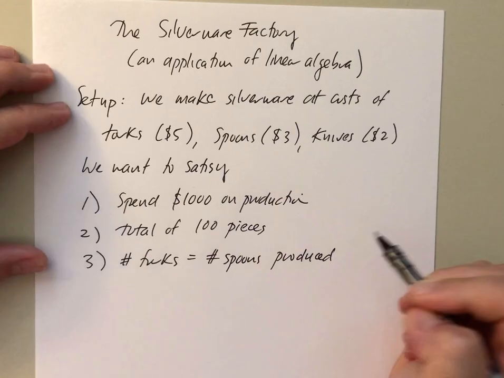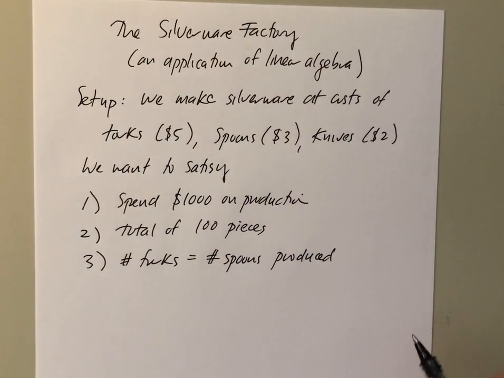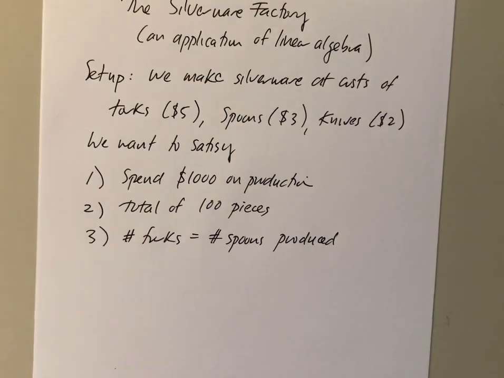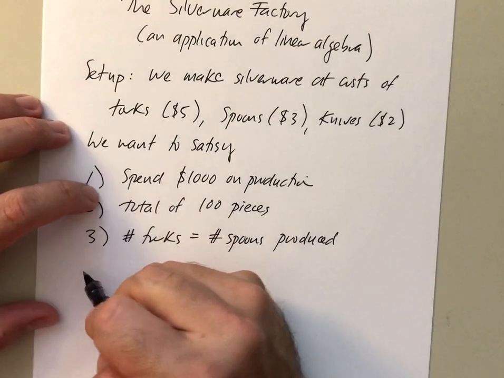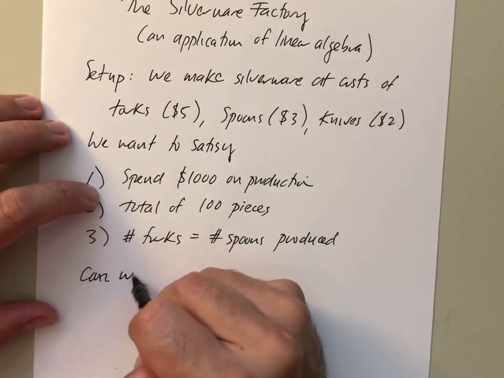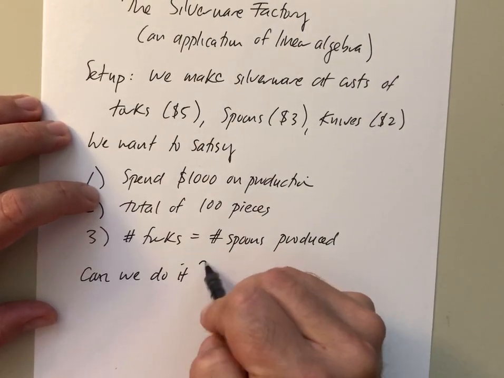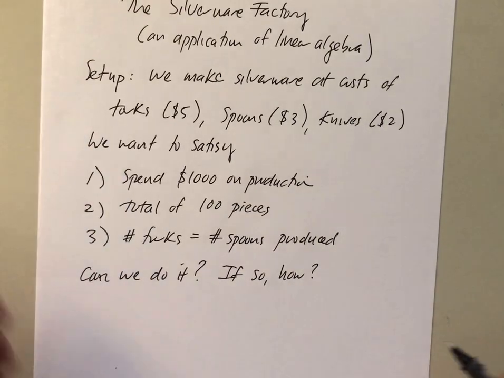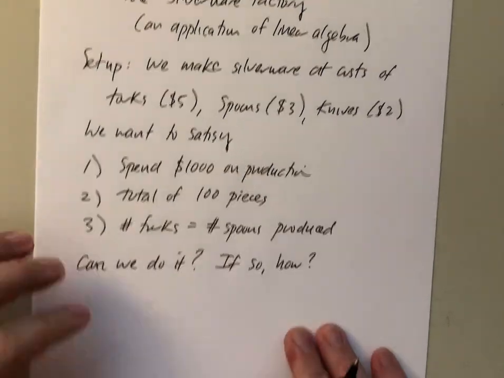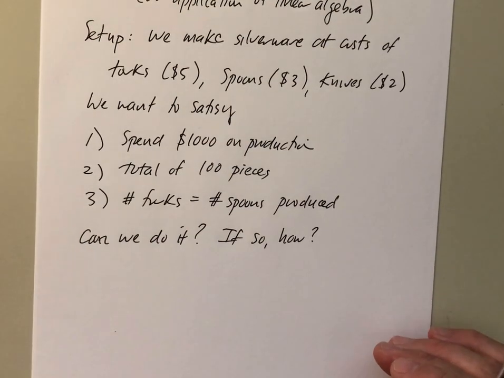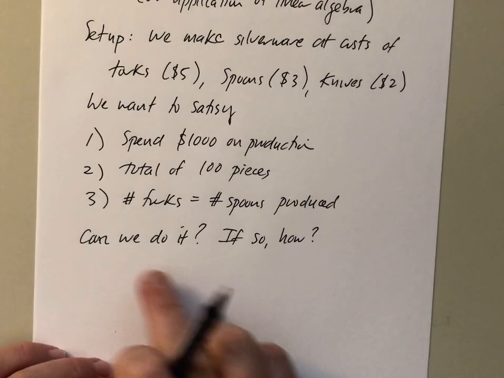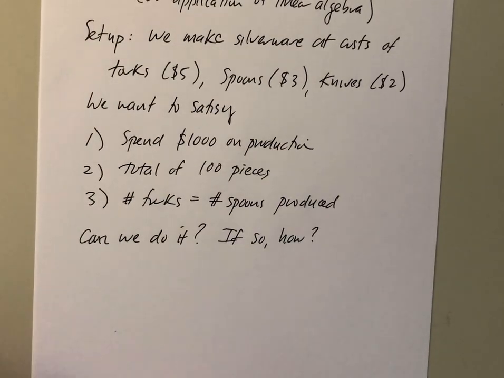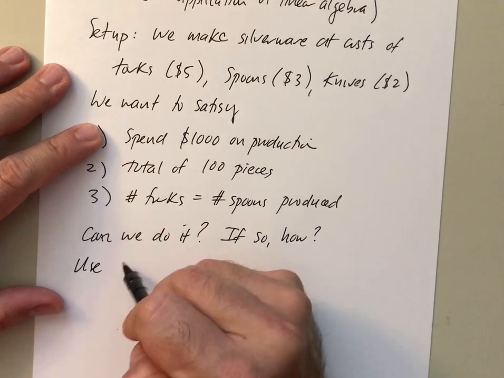Okay, so for some reason we know that the restaurants always want the same number of forks and spoons, so we want to produce the same number. Okay, and so then the question is, can we do it? And if so, how? Right, so you should realize that these questions are very similar to the first questions we ask with any system: is it consistent? If so, what is the solution set? So that should kind of look familiar. So here's how we do it. We're going to use linear algebra.